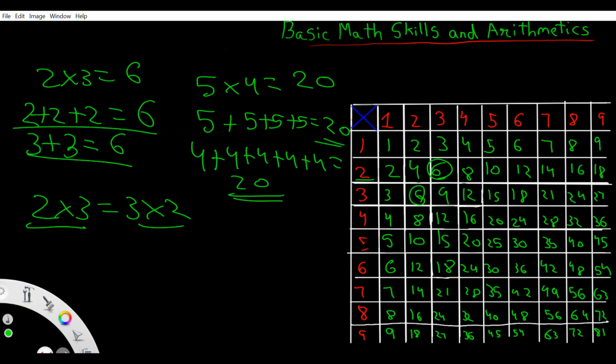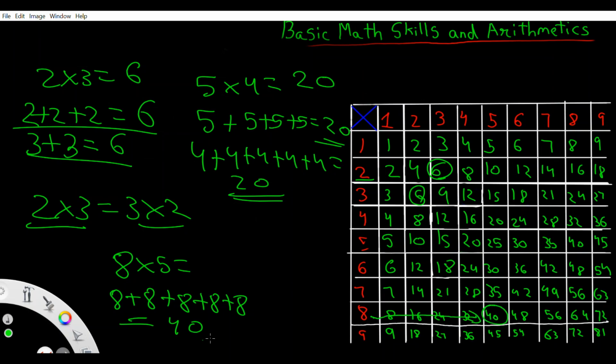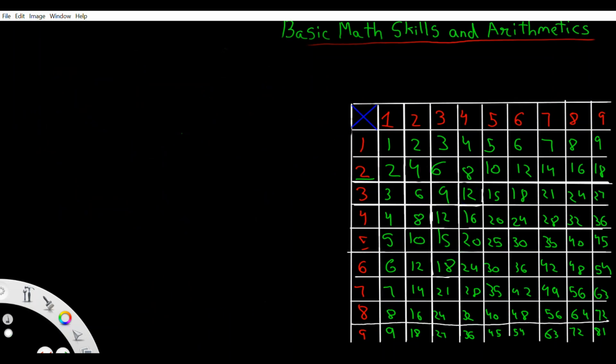Now, let's look at one more example. What is 8 times 5? What you can do is you can add 8 5 times to get 40, or you can just look at the table from the 8th column to the 5th row to reach 40. So that was how you do one-digit multiplication.